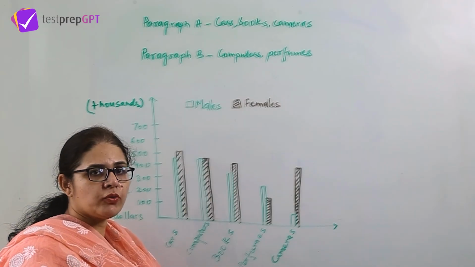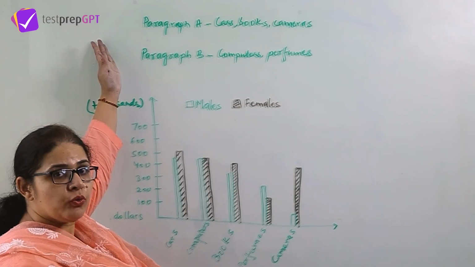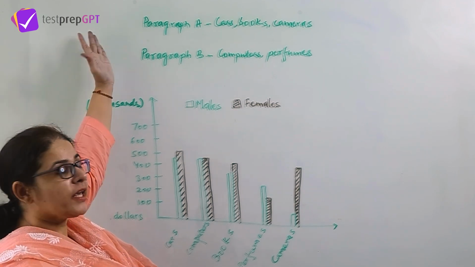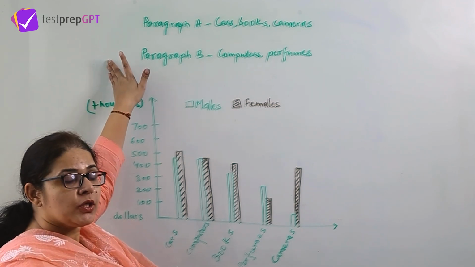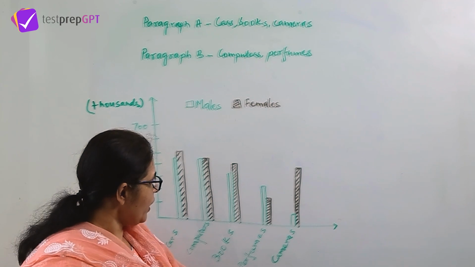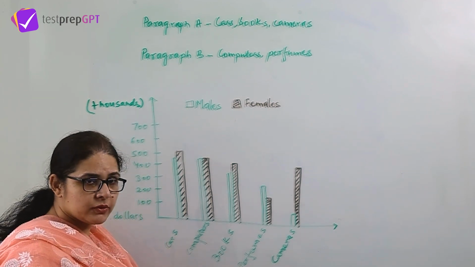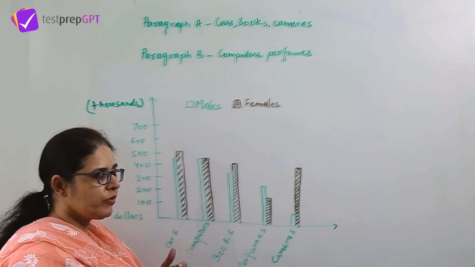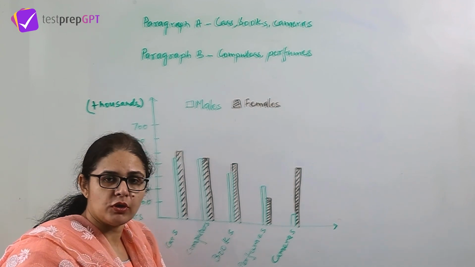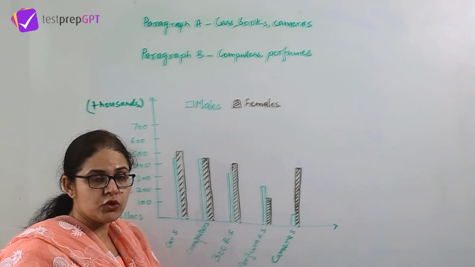Now we are going to talk about what you are going to include in your writing for paragraph A and paragraph B. Now, there are 5 consumer goods, as you can see from the graph. What you can do is make a logical division of our goods into these 2 paragraphs.